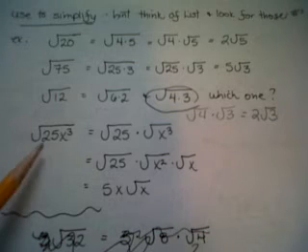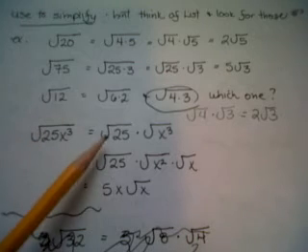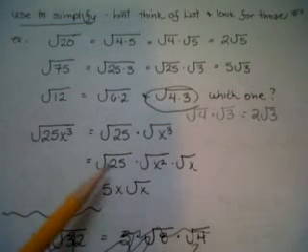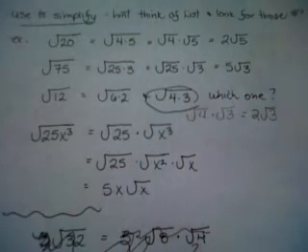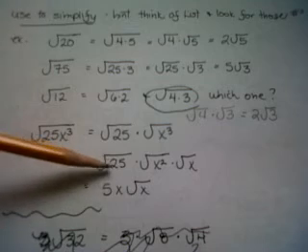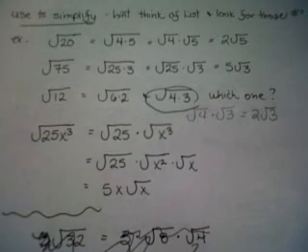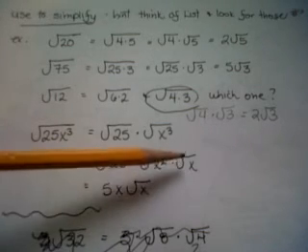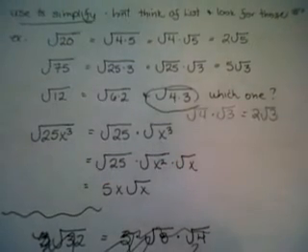Well, now let's take a look at one that has variables in it. So this is the square root of 25 times x cubed. Well, that's the same thing as saying the square root of 25 times the square root of x cubed. So the square root of 25, but hey, the square root of x cubed is the same thing as saying x squared times x. So I can break this down into the square root of 25 times the square root of x squared times the square root of x. And I know that the square root of 25 is 5, the square root of x squared is x, and the square root of x is just going to stay as the square root of x.